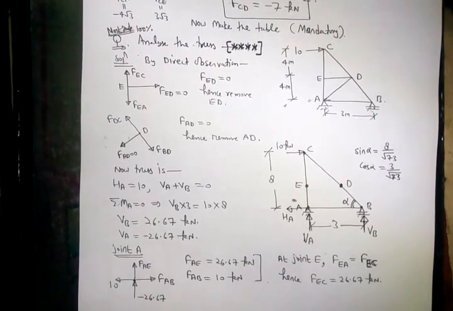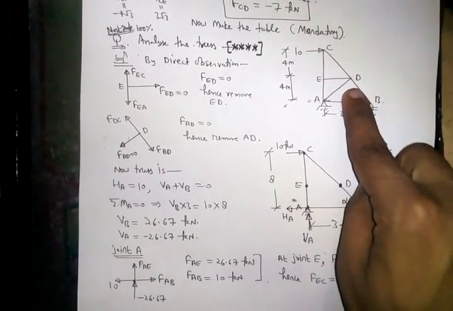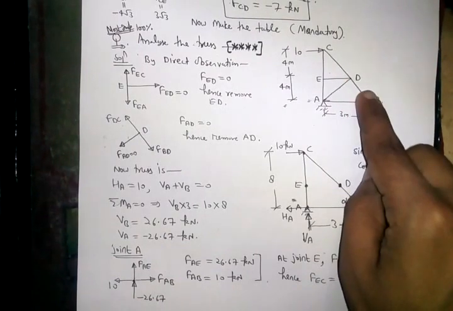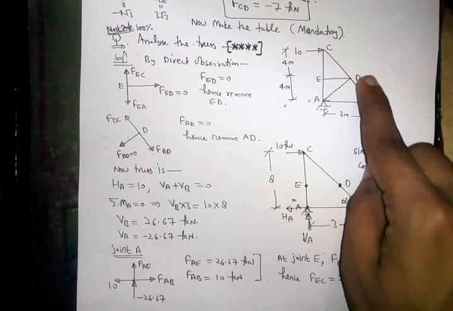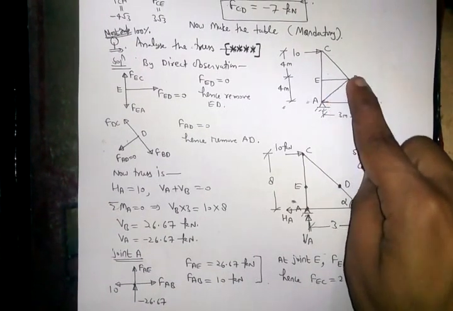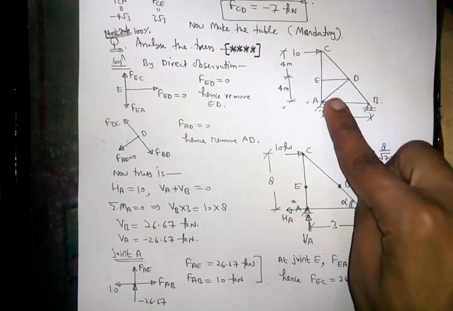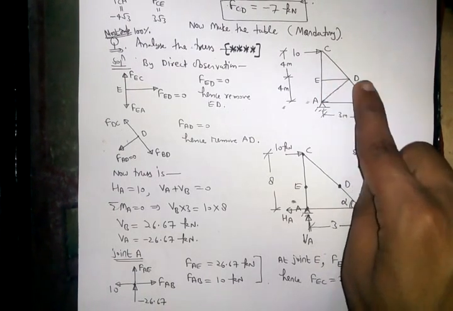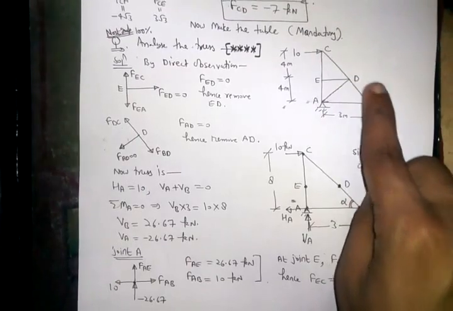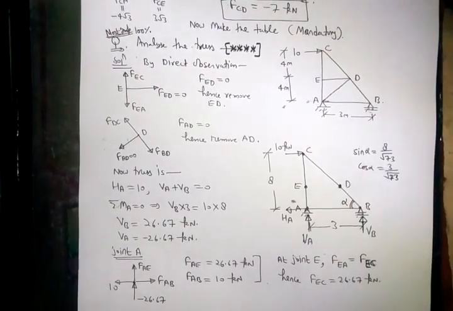So force in member ED will be 0 and force in EC and EA will be equal. Now if force in ED is 0, we can remove ED, so at joint D now there will be 3 members only, 2 are parallel and one is at an angle, so force in AD will be 0, so we can remove ED and AD. Force in CD and CB will be equal.